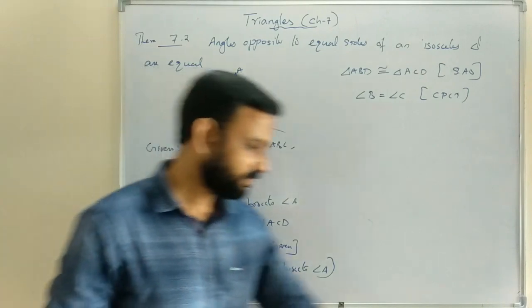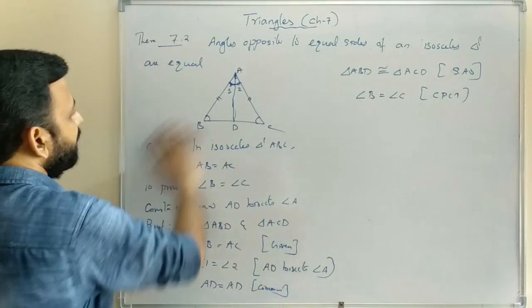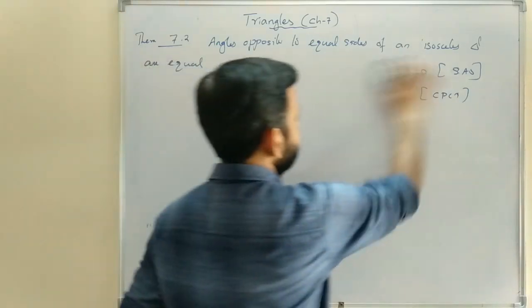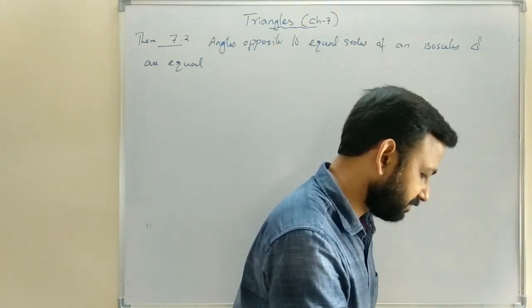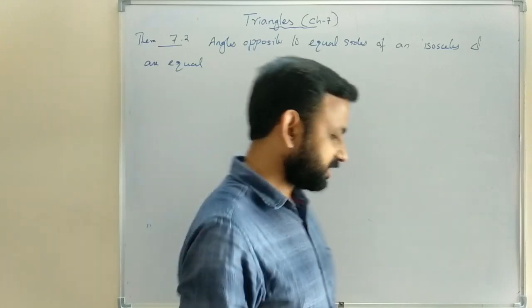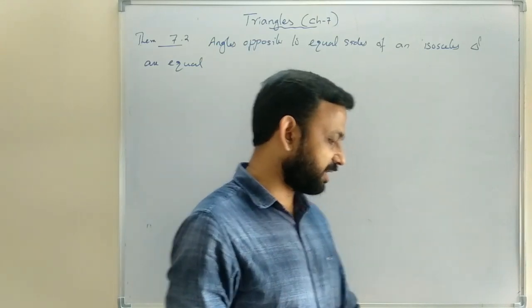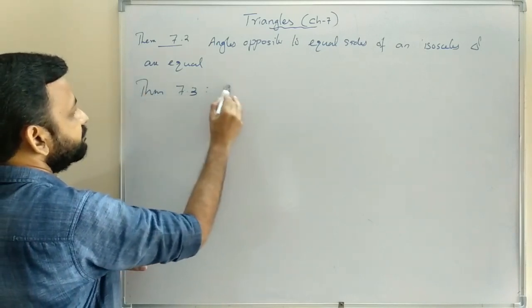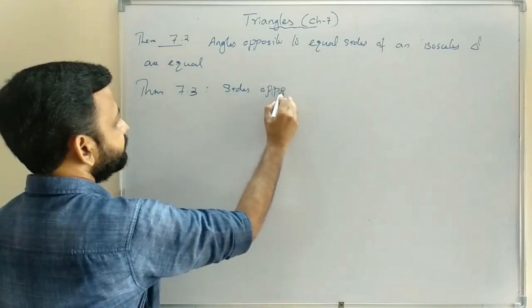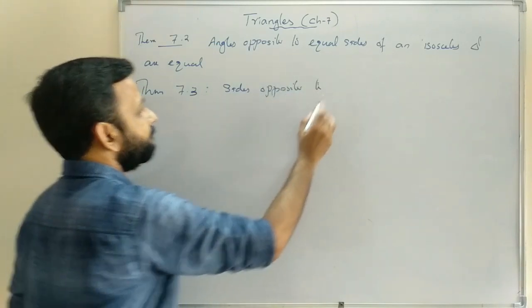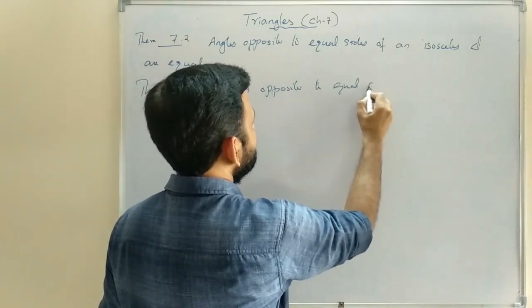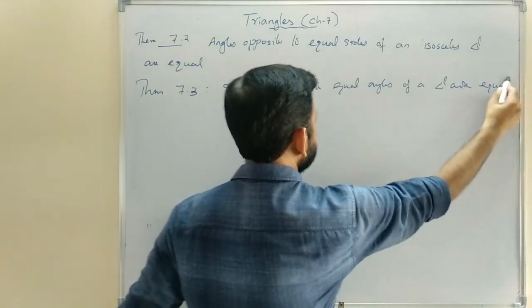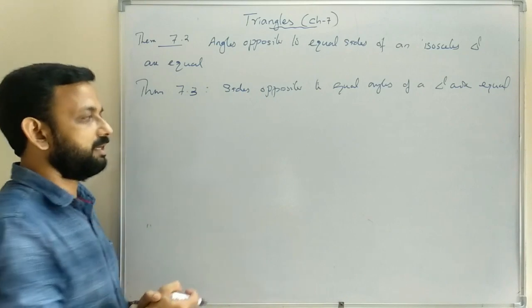So that is the theorem, and we need to learn the converse of that theorem, but we are not going to study its proof. The converse is Theorem 7.3: the sides opposite to equal angles of a triangle are equal.